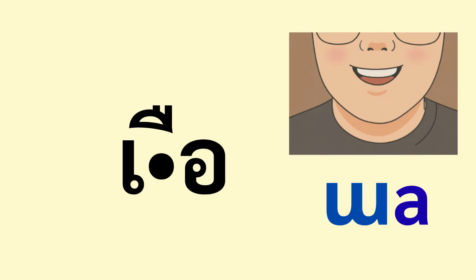Next is ua. The English romanization is ua. To pronounce it, don't round your lips. Keep your mouth slightly open and blend the sounds like ooh or ooah. Ear, ear, ear.